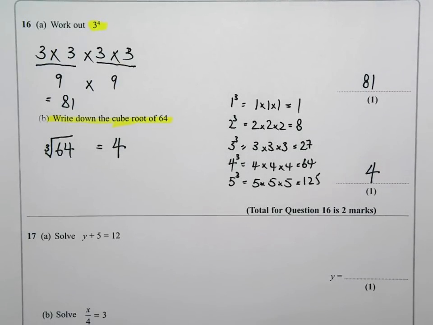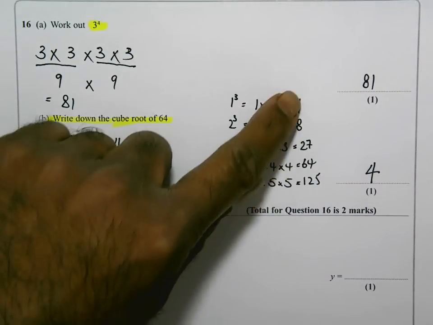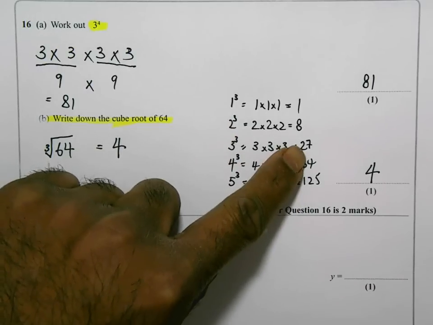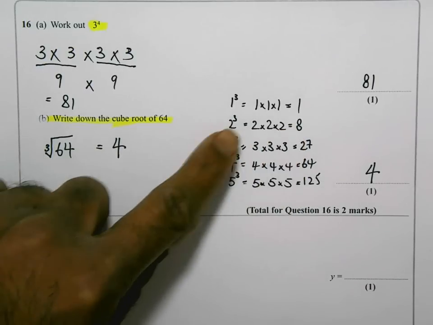You should learn all the cube numbers, and the fact that if you cube root any of these, you'll get back the original number. So the cube root of 27 is 3, the cube root of 8 is 2, the cube root of 1 is 1.